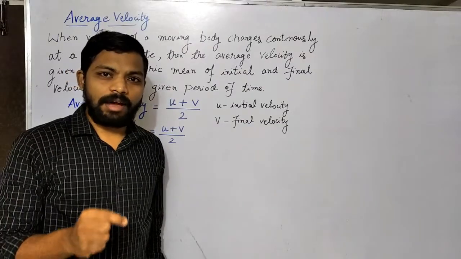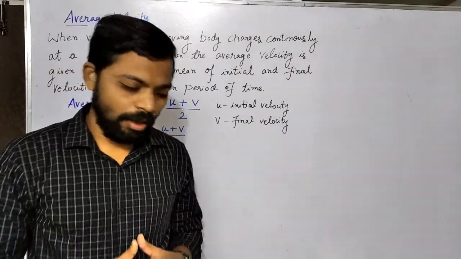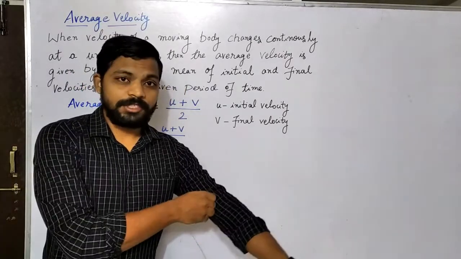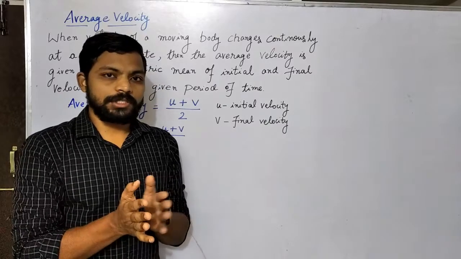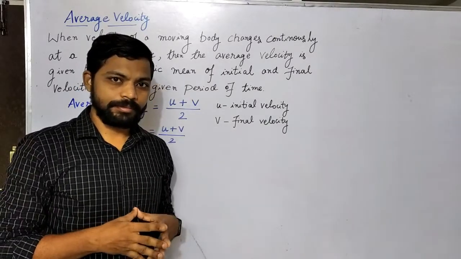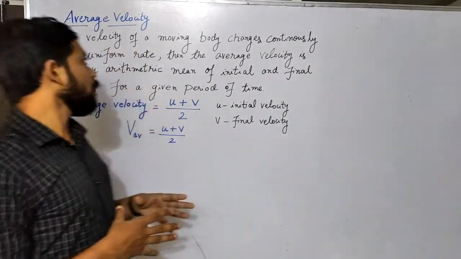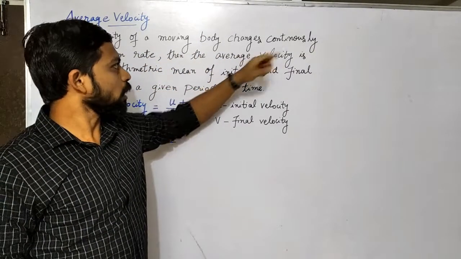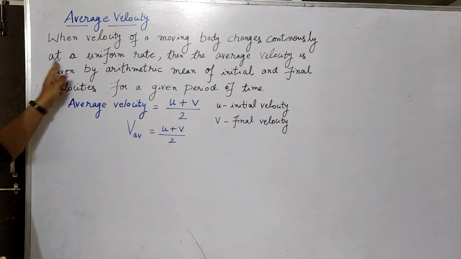Now we will learn about average velocity. This term average velocity, we will learn along with average speed. Average velocity is quite similar to it. The definition says that when the velocity of a moving body changes continuously at a uniform rate.